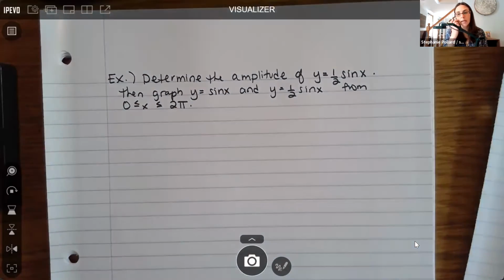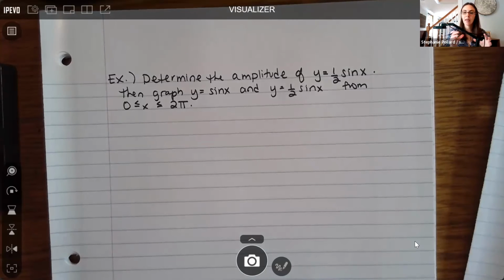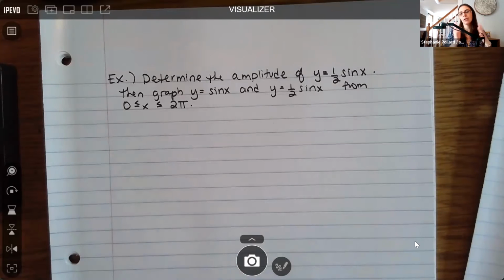Okay, so the example we're going to look at is this one. Determine the amplitude of y equals 1/2 sine x, and then we'll graph both regular sine x and 1/2 sine x on the xy plane, just from 0 to 2 pi. So again, remember that that graph will keep going on forever. A lot of times they'll just ask you to graph just that one period, just so we can see the main part of the graph. But do know that it would extend further, of course, if you needed to.